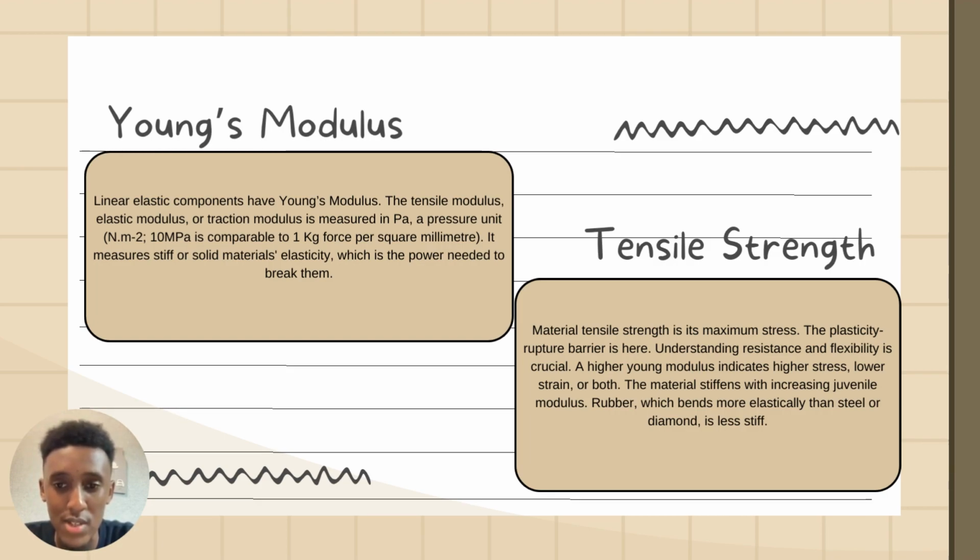Understanding resistance and flexibility is crucial. A higher Young's modulus indicates higher stress, lower strain, or both. Material stiffness increases with increasing Young's modulus. Rubber, which bends more elastically than steel or diamond, is less stiff.